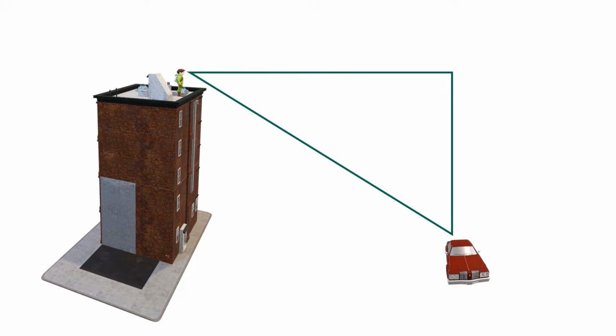Another example. The boy looking at the car from the top of the building. The angle that is formed from the horizontal line to the line of sight below is an example of an angle of depression. I think you can already determine what is the angle of elevation and the angle of depression.